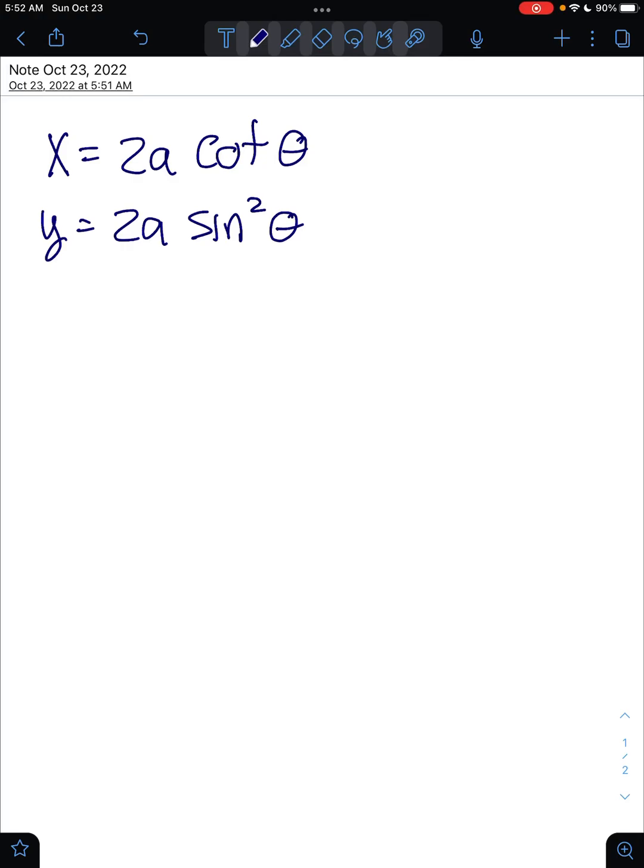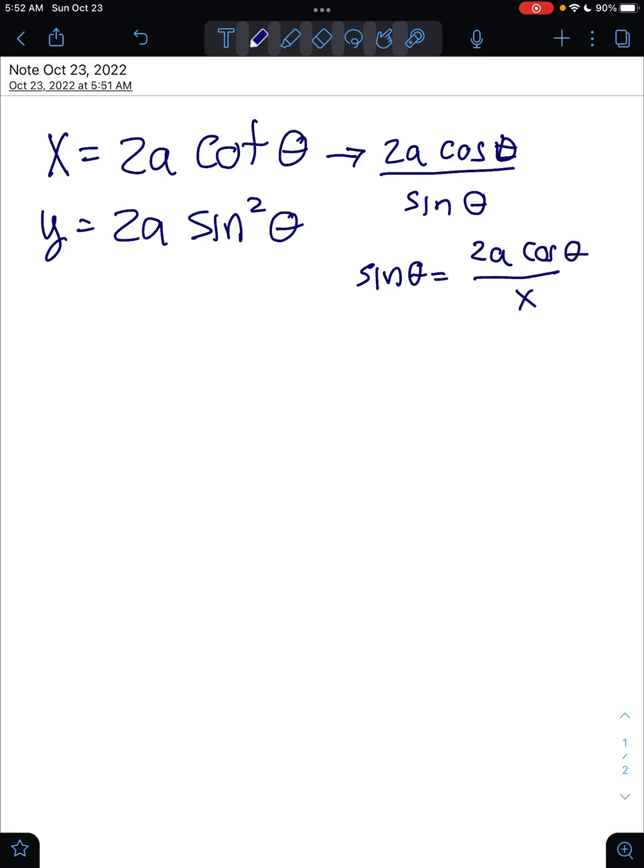So let's try this derivation, rewriting the two parametric equations as one, trying to get into a function of x. First things first, I'm going to rewrite the x equation as 2a cosine of theta over sine of theta, which means that I can have an expression for sine of theta, which is 2a cosine of theta over x. So that means I can merge those two equations.